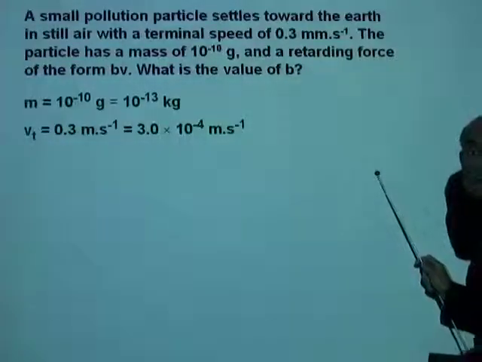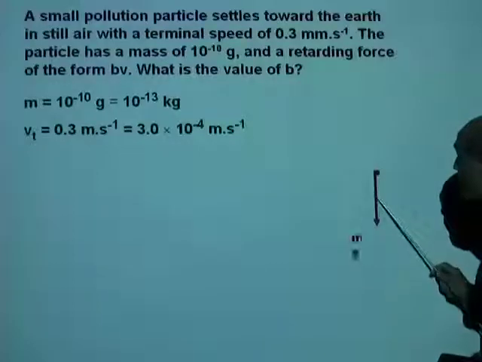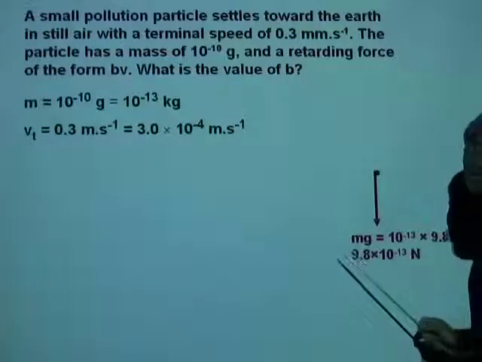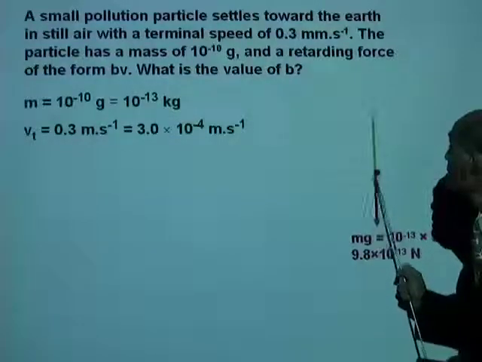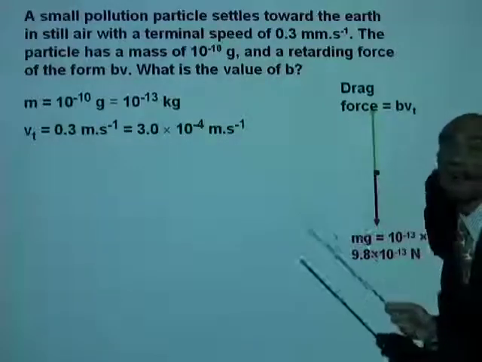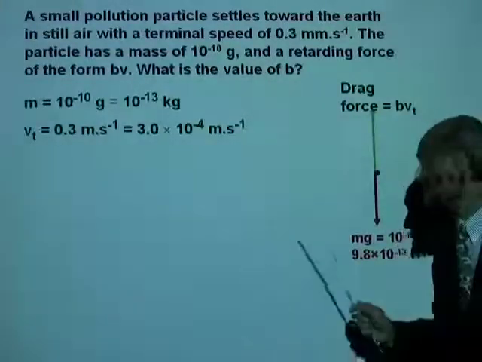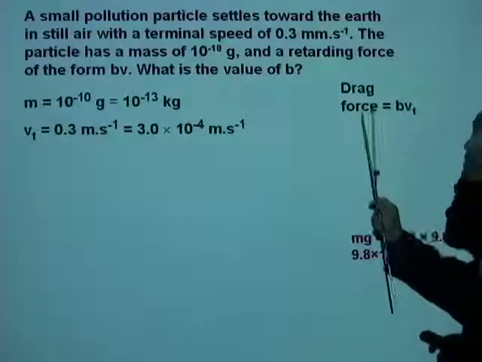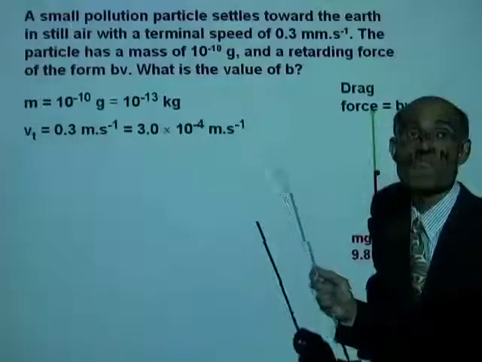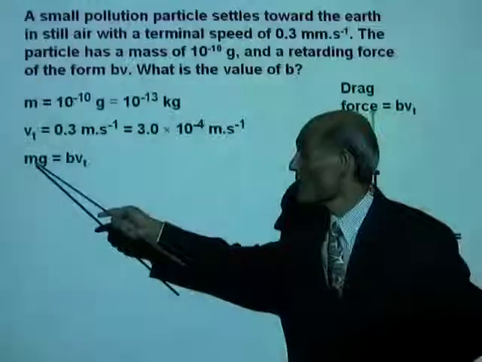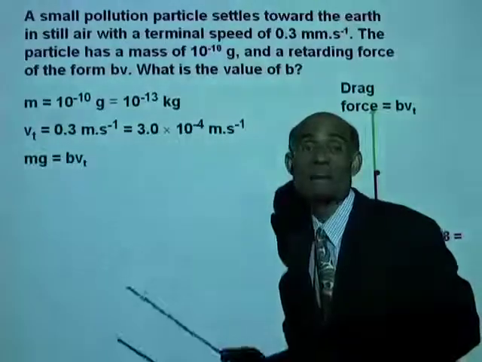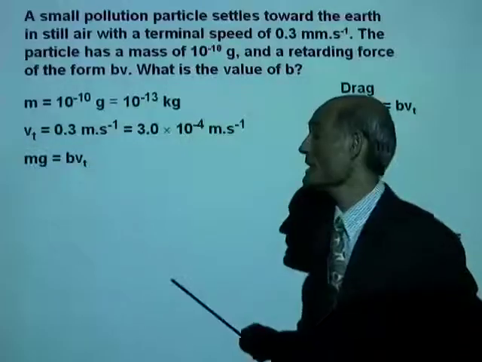Now, can you see the pollution particle I have just drawn here? The weight is 9.8 times 10 to the -13 Newton. And when it is in terminal speed, the drag force will be acting upward and will be exactly equal to the weight. And we are told that the drag force is of the form BV. So mg, the weight of the pollution particle, is the same as the drag force BV.